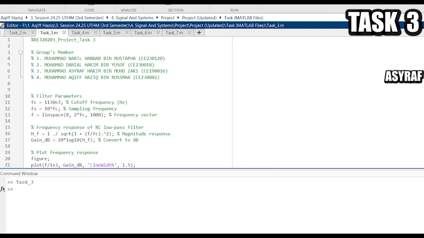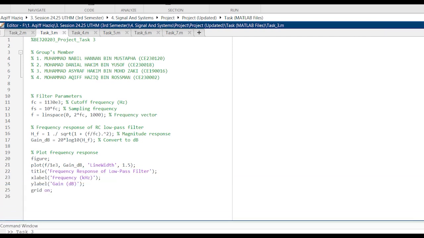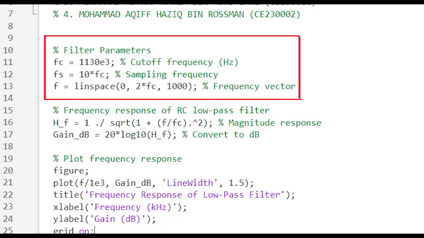Hello everyone, today I'll walk you through this MATLAB code for analyzing the frequency response of an RC low-pass filter. First, we define key parameters. Fc is the cutoff frequency at 1130 kHz, and Fs is the sampling frequency set at 10 times Fc. A frequency vector f is generated for analysis.